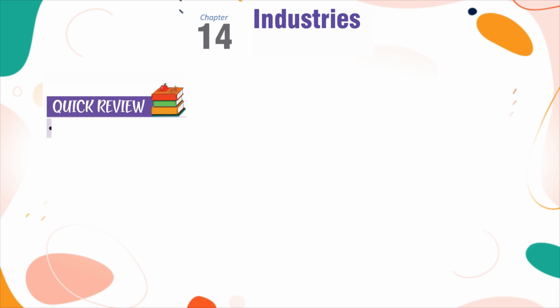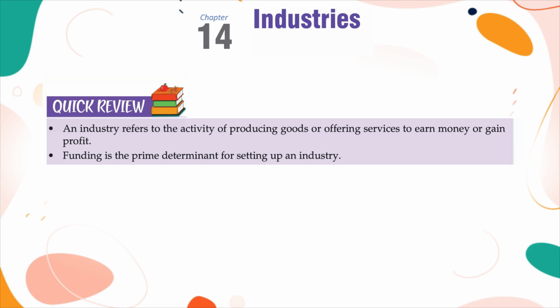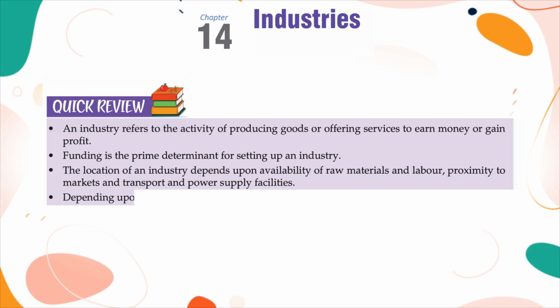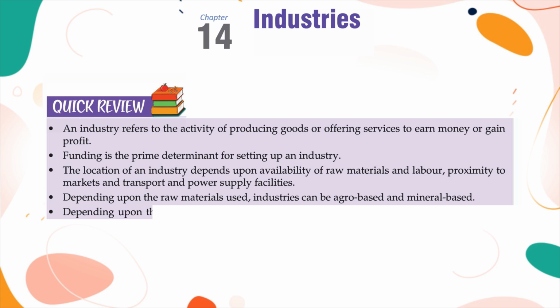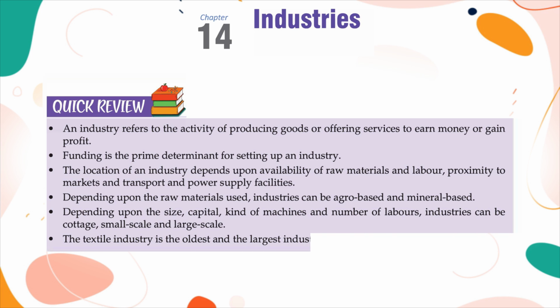Quick review. An industry refers to the activity of producing goods or offering services to earn money or gain profit. Funding is the prime determinant for setting up an industry. The location of an industry depends upon availability of raw materials and labor, proximity to markets, and transport and power supply facilities. Depending upon the raw materials used, industries can be agro-based and mineral-based. Depending upon the size, capital, kind of machines, and number of laborers, industries can be cottage, small scale, and large scale. The textile industry is the oldest and the largest industry of India.